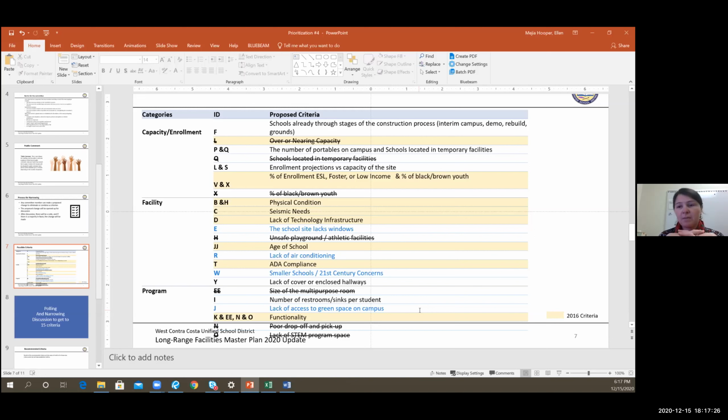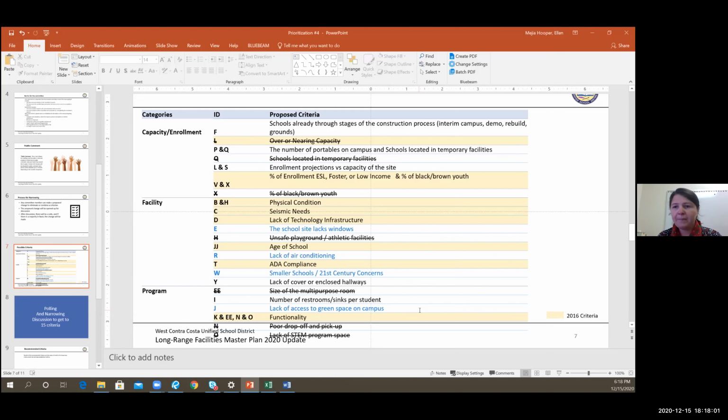Okay, one thing to keep in mind is that we have to use this as a criteria to be able to judge whether smaller schools are good or bad. It would have to be criteria of saying a smaller school scores higher than a larger school. If we're just talking about what we want to rebuild, that's another conversation. So we've got to make sure that we're staying within what we can do with the criteria.